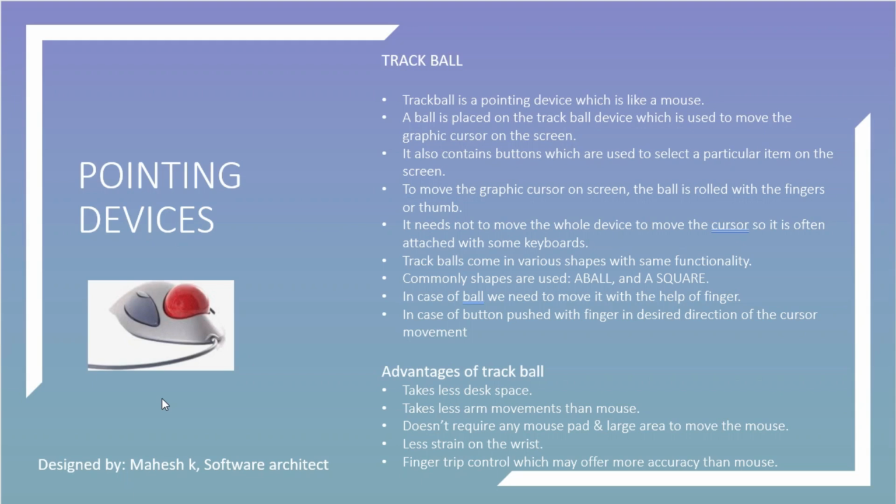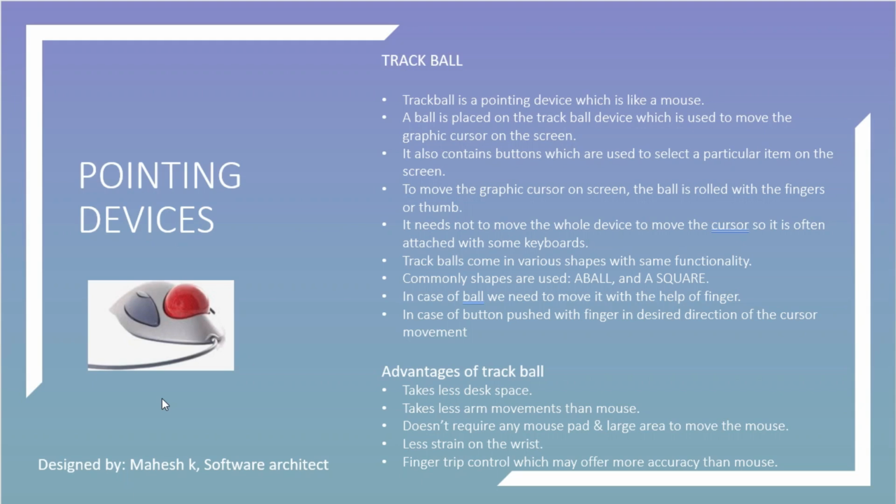To move the graphics cursor on the screen, the ball is rolled with the finger or thumb. It does not need the whole device to be moved to move the cursor, so it is often attached to a keyboard. Trackballs come in various shapes with the same functionalities. Commonly used shapes are a ball and a square.